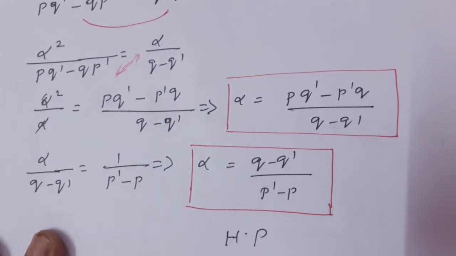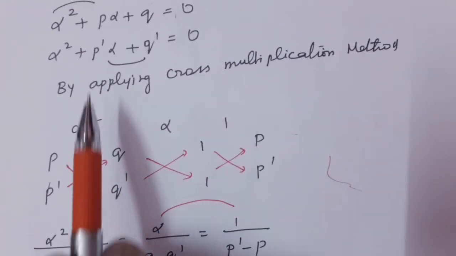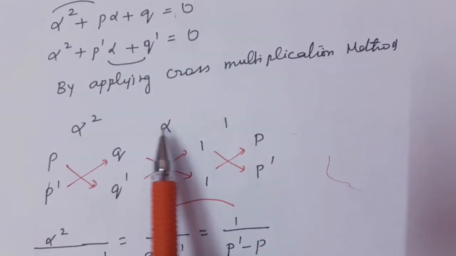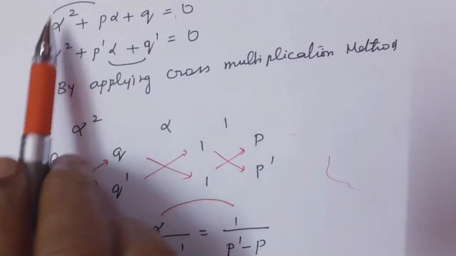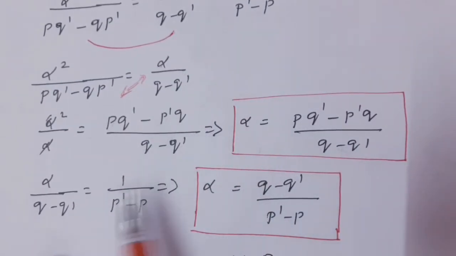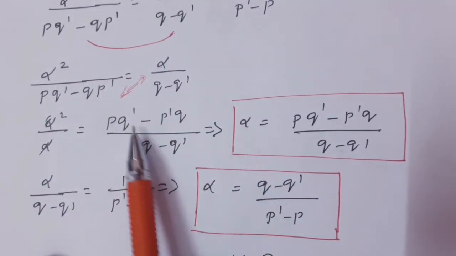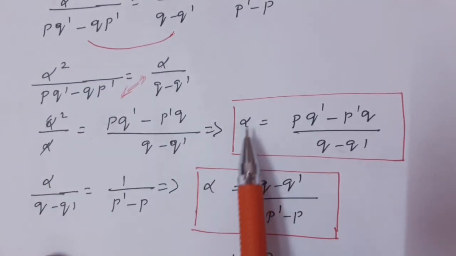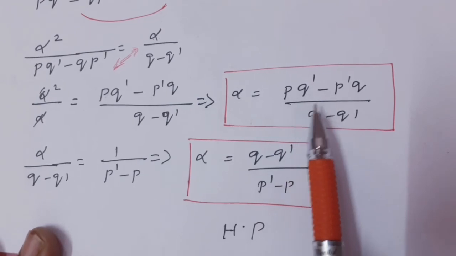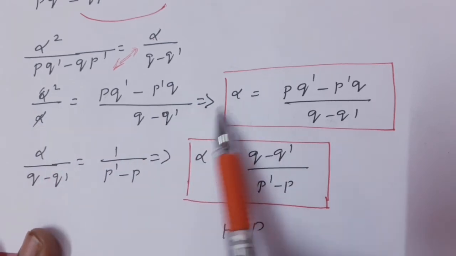For easy calculation, we are using the cross multiplication method. I write it clearly for the cross multiplication, then I put the arrow mark for alpha square, alpha, 1. Comparing the second term and first term, rewrite properly before calculating. Now alpha square by alpha equal to pq dash minus p dash q by q minus q dash. This implies alpha equal to pq dash minus p dash q by q minus q dash.